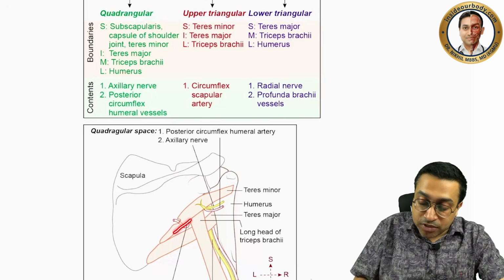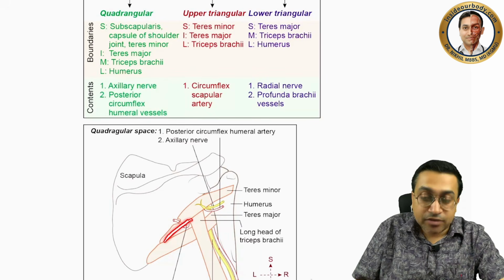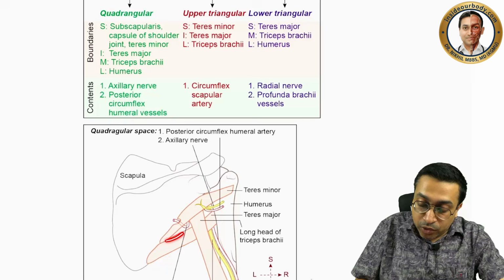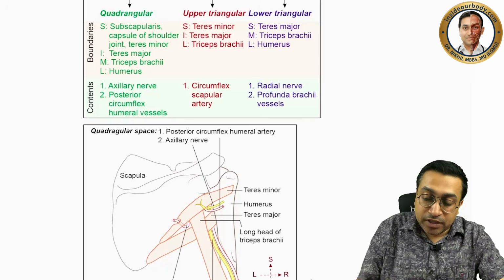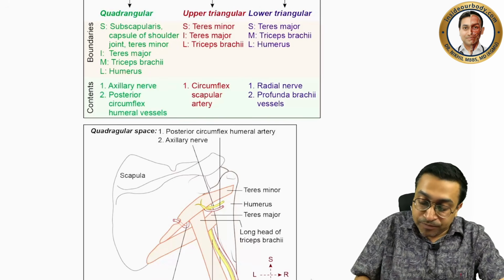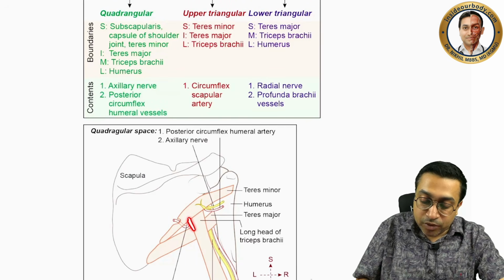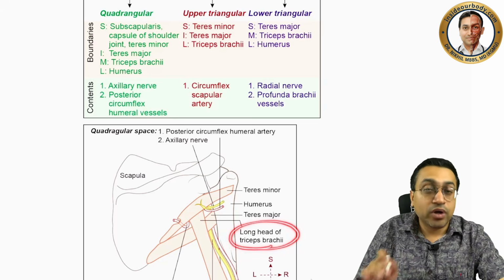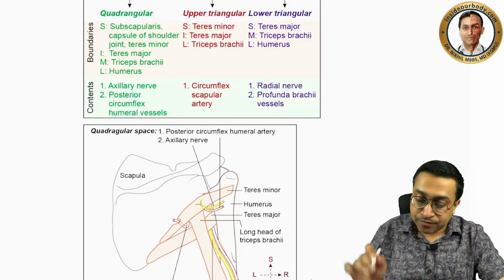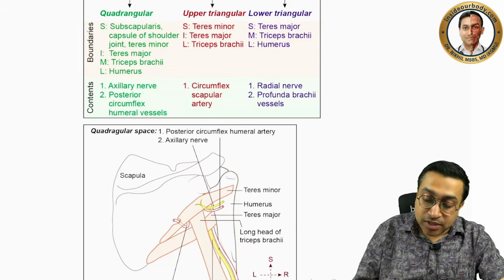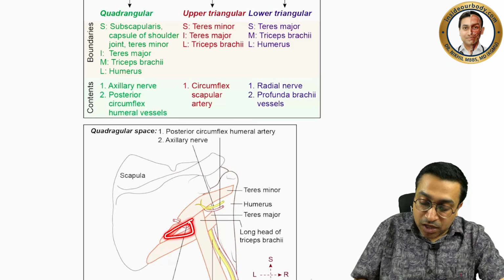Then talking about this upper triangular space, the superior boundary is teres minor, and the lower or inferior boundary is the teres major. Medially we have the apex only, and laterally we have a boundary which is formed by the long head of the triceps brachii. So this covers the upper triangular space.